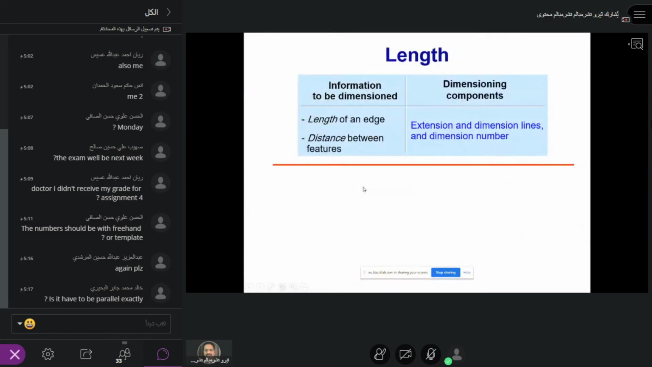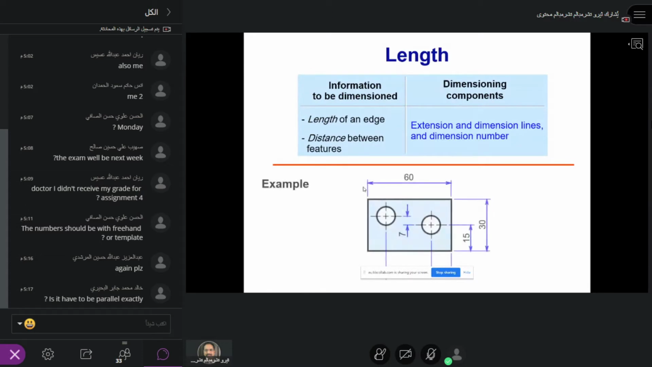Then how to dimension length on an edge. Now you see the example: extension lines, dimension lines and dimension numbers. What are the good practice and the bad practice for the length on the edge, the distance between features? The good practice is to bring the small one in front and the bigger one just behind. Don't put the bigger one here and the smaller one there, because the dimension line should not cut the extension line. You know that. So this is the good practice.